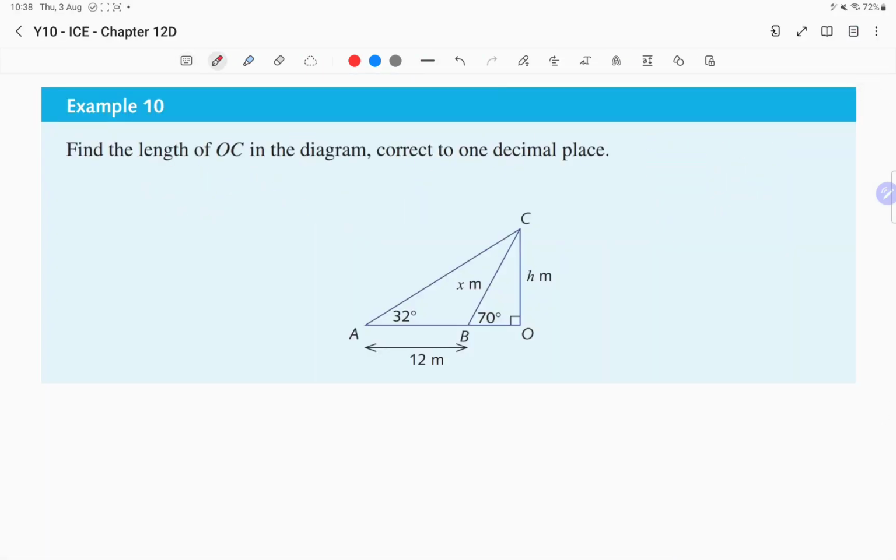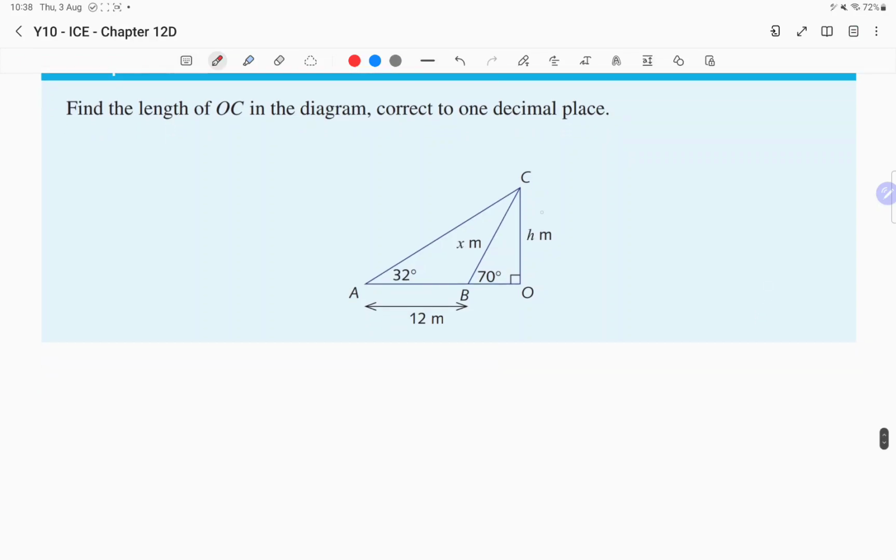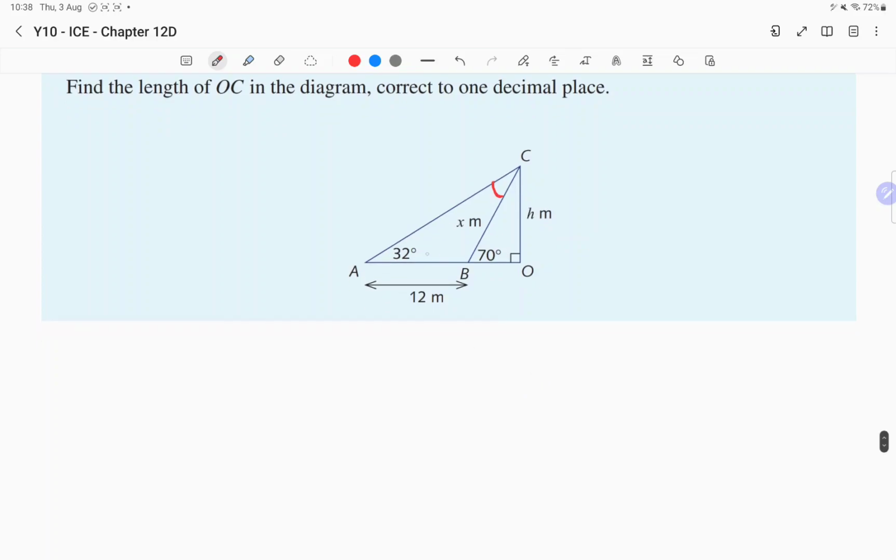All right. Lastly, let's have a look at example 10. Find the length OC correct to 1 decimal place. So we don't have all the information yet. That means that we need to try to solve for a few other things first before we can solve for h. For example, in this case, we probably want to solve for x first, and then we can find h after. So to solve for x, x is the opposite side of 32 degrees. We have this side here, which is 12, but we don't have the other angle, ACB. So let's try to find the angle ACB.